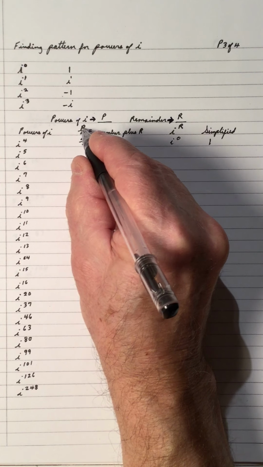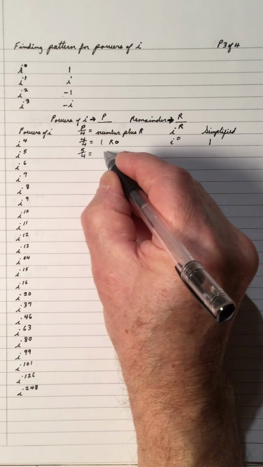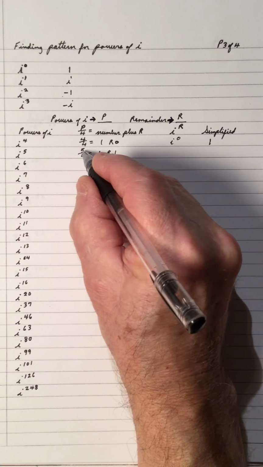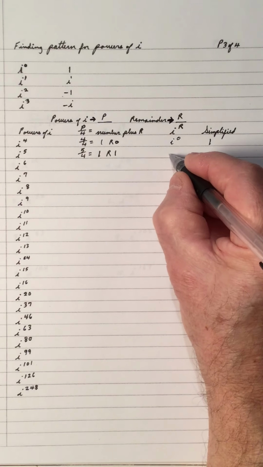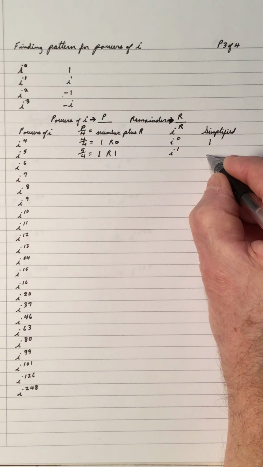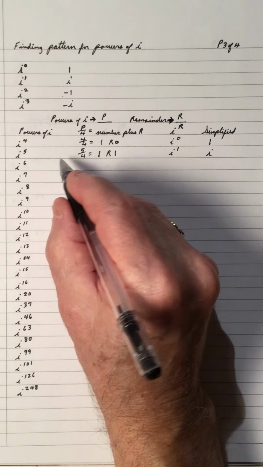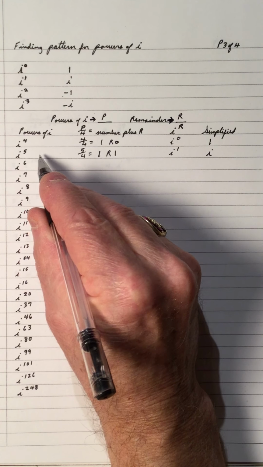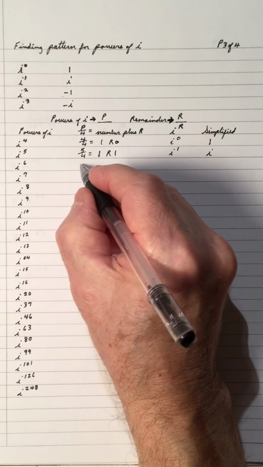The power, P, is 5. 5 divided by 4 gives me 1 and 1 left over. So 4 goes into 5 once and 1 left over. So the remainder is 1, so there's i to the 1, or i. So i to the 5, just like in the previous video, we did i to the 5 is i to the 4 times i, and i to the 4 was 1. So we ended up with i.